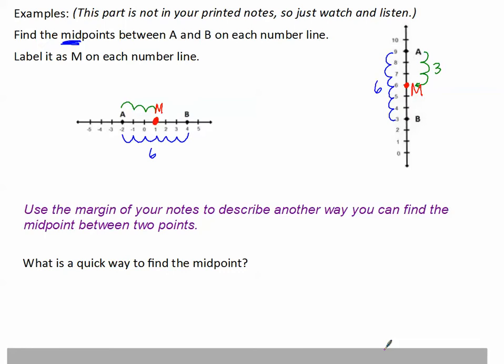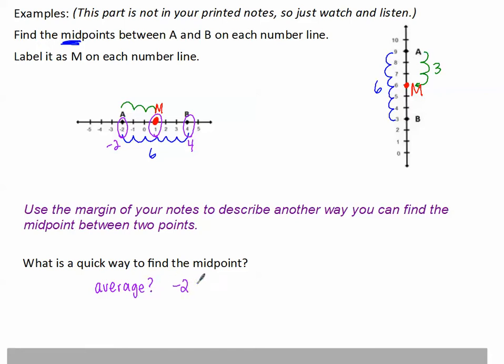Did you think of another way? Did you think of a faster way? Maybe you thought of this. At one endpoint, that number says -2. At the other endpoint, that number says 4. How do we find the middle between those 2 points? Maybe average? What does that mean?